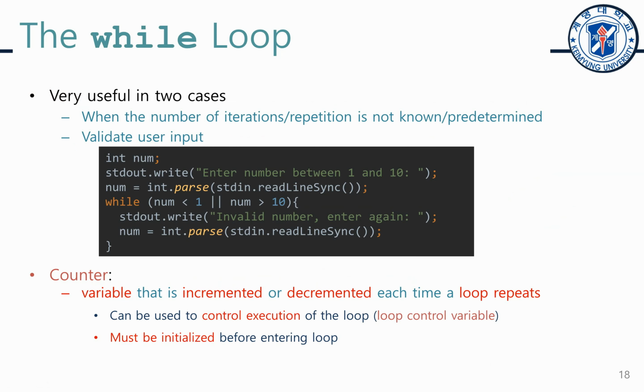There are other things we can do with loops instead of just exiting. For instance, we can use the while loop in useful cases. The first is when the number of iterations is unknown, or not predetermined. The second is when we want to validate the user input.